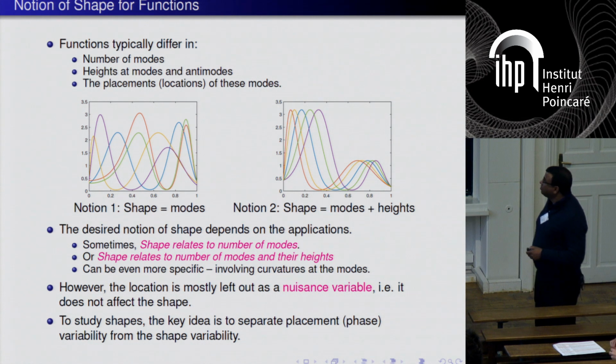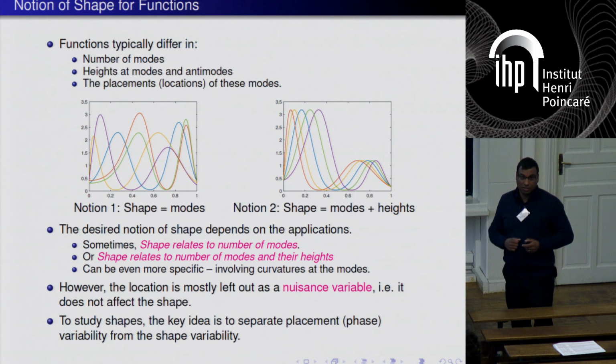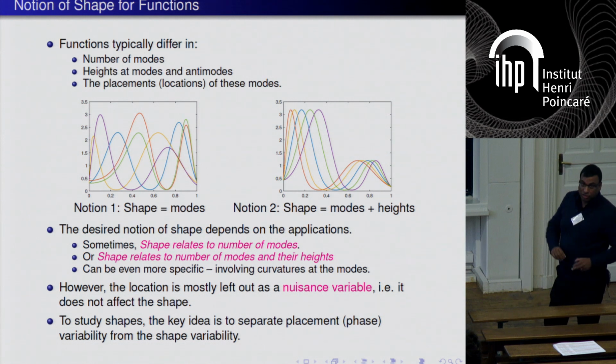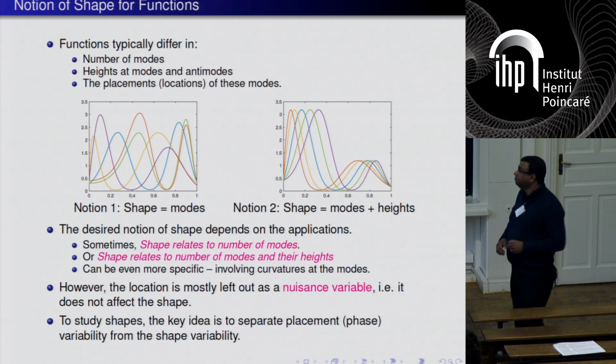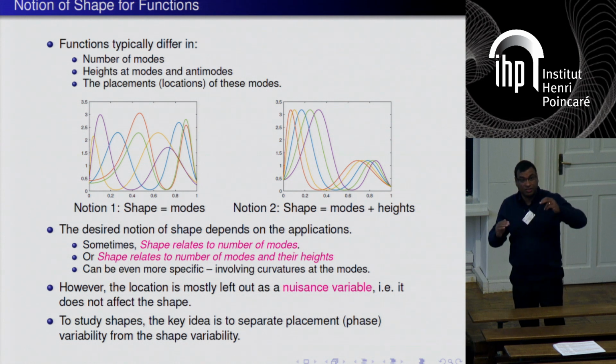Sometimes when we talk about shapes, we abstract the shape to be just the number of modes. Let's say I call all the bimodal functions to have the same shape as an abstract quantity. One does a little bit more than that, but just to get introduced, shape equals the number of modes. Or sometimes you say, not only do I care about the number of modes, I care about the heights of the modes. So heights of modes also are part of the description of the shape.